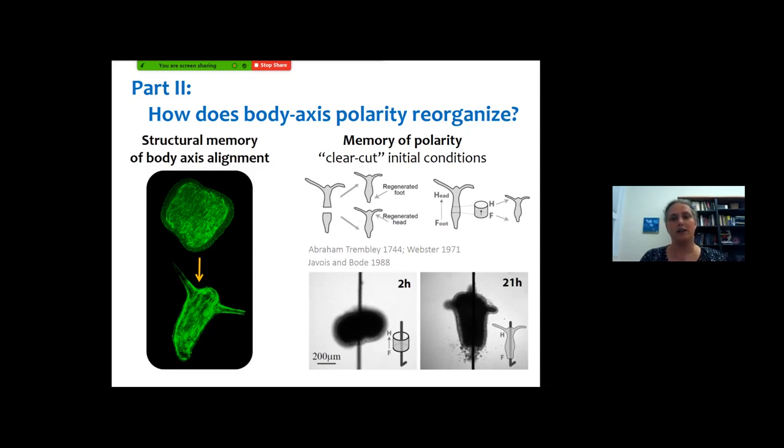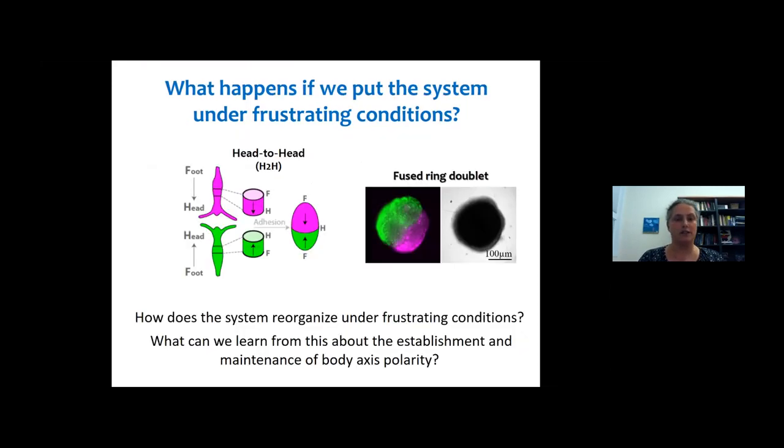And for that, we developed a system of ring doublets, where we take rings from two separate animals, and now we can vary the relative polarity and the position of these two rings and fuse them into a ring doublet. So here you can see an example of the head-to-head configuration. We take two rings and adhere them on their head-facing side. So we obtain a doublet.